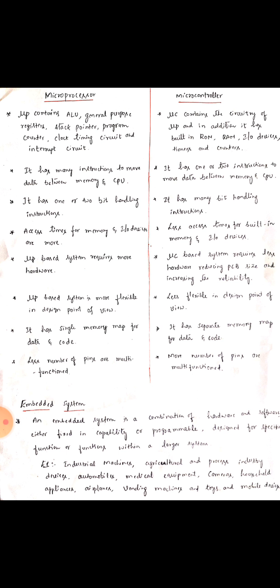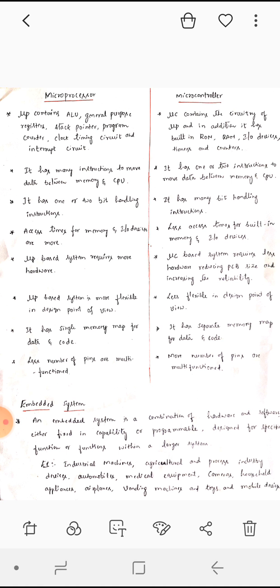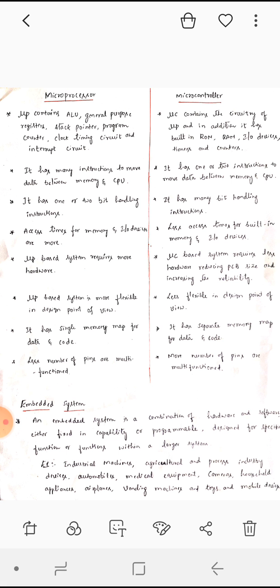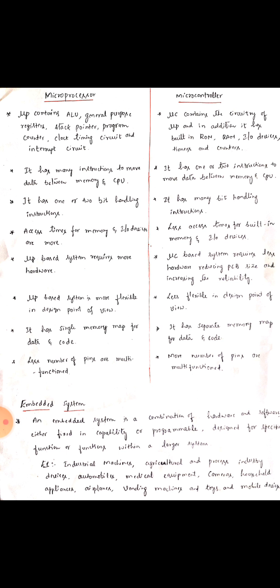Based on the size of the data, you call it a bit, byte, word or double word. In a microprocessor you have very few instructions to handle one or two bits of information, whereas with respect to bit handling, you have many instructions in a microcontroller. If you want to access your program or data between the memory and IO devices, the time you need is more in a microprocessor, whereas it is less in a microcontroller because everything is built in.